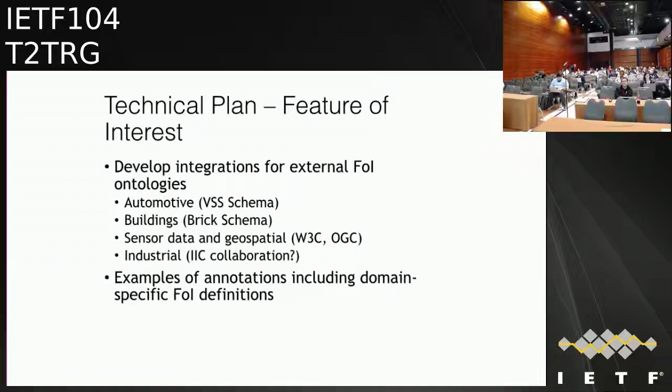And what we want to do is work with those folks that are defining those in Volkswagen and BMW and other folks who are doing the building stuff and come up with some really good feature of interest properties for linking features of interest into the definitions or vice versa. Also, at the W3C meeting last in Lyon, we came up with a number of other collaboration points with sensor data and geospatial data on the web. And then we want to also explore collaboration through IIC with some industrial definitions. So that's, I think that's all.